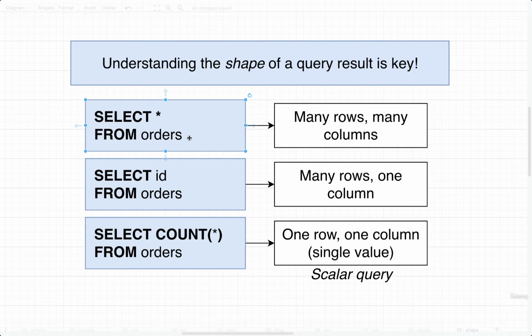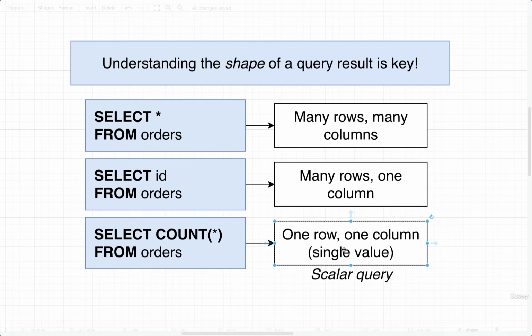So for example, if we wrote out something like select star from orders, given the current structure of our orders table, where it has several different columns and definitely many different rows inside of it, if we ran this query, I would expect to get back a result that has many different rows and many different columns inside of it. Likewise, if we did something like select ID from orders, I would expect to get back many different rows, but one single column. And then finally, if we did something like select count star from orders, I would expect to get back one single row and one column, so essentially a single value.